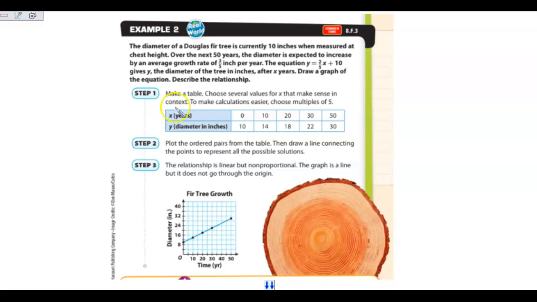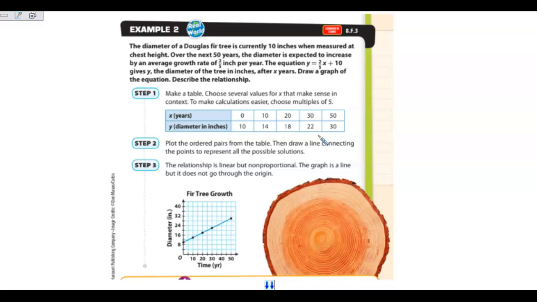And then they took a table and they put in the number of years. So they estimated the very first year, the initial year, was at 10. So at 0 years growth, it was 10 inches. After 10 additional years, they measured and it was 14 inches. After 20 years, they measured the diameter and it was 18 inches. And after 30 years, they measured it and it was 22 inches in diameter. And then at 50 years, they measured and it should be 30. Sorry, 30.